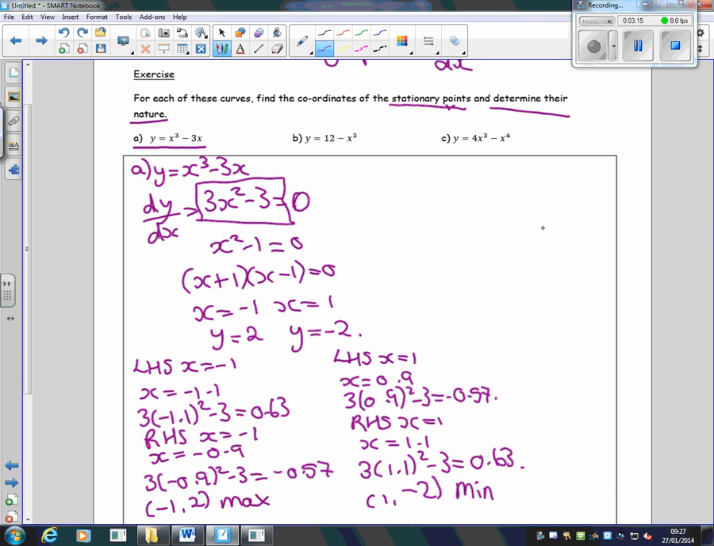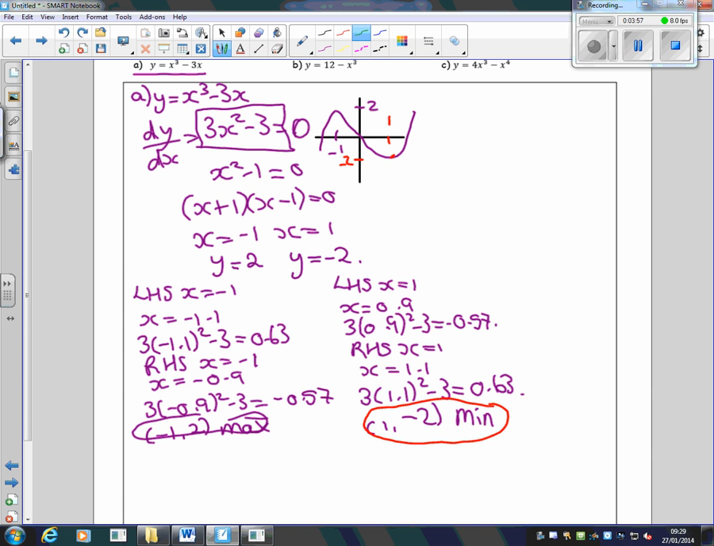Again, you don't have to draw this on a graph, but I'm just going to show you what a quick sketch would look like. The graph would cut through the origin because the original equation doesn't have a plus or minus on the end. Our turning points would be at minus 1, 2, which is where our maximum is, and our other turning point would be at 1, minus 2, because that's where our minimum is. Again, you don't have to draw the graph, but I've just done it to show you what a sketch would look like. Moving on to B now.